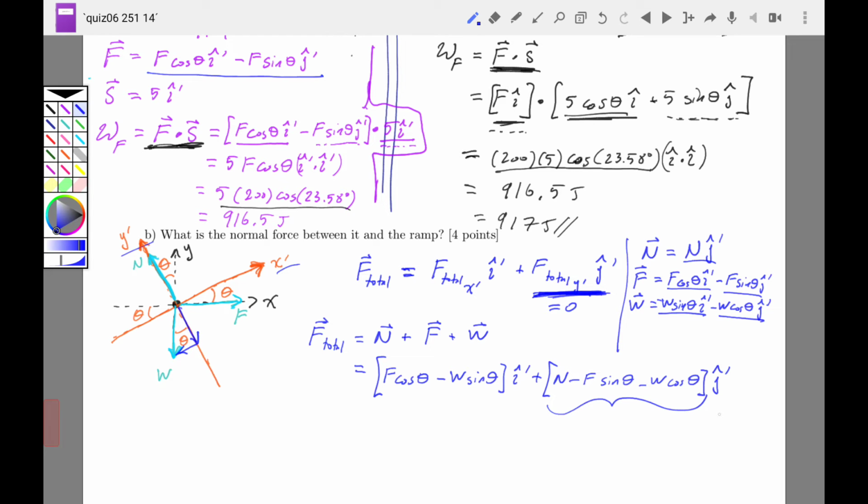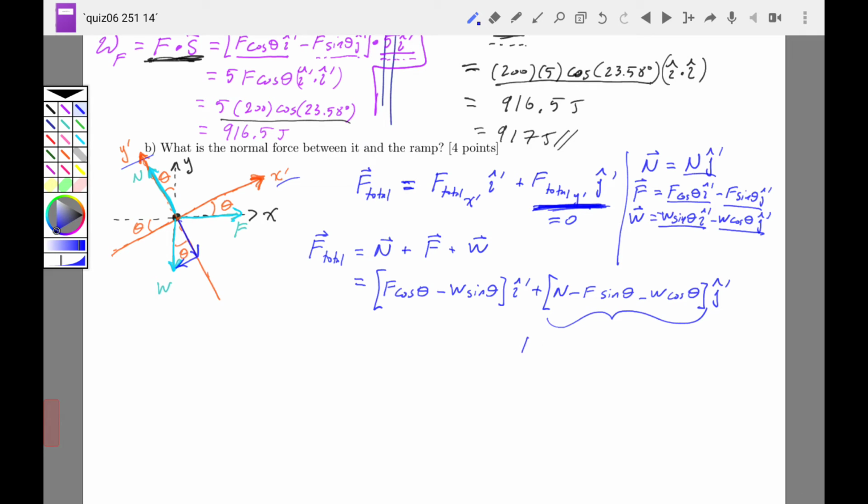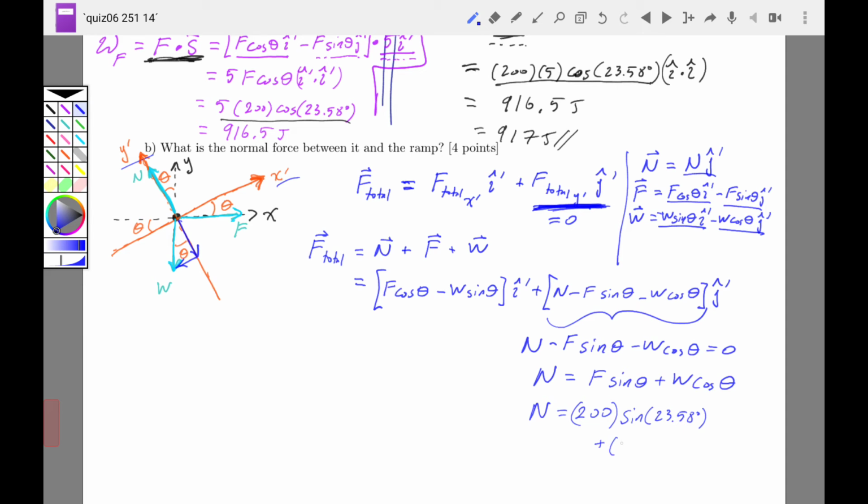We need this to be zero, and therefore if N minus F sine theta minus W cosine theta has to be zero, N must be F sine theta plus W cosine theta. And with numerical values, that's F is 200, sine of 23.58 degrees, plus mass of 10, g is 9.8, cosine 23.58 degrees.